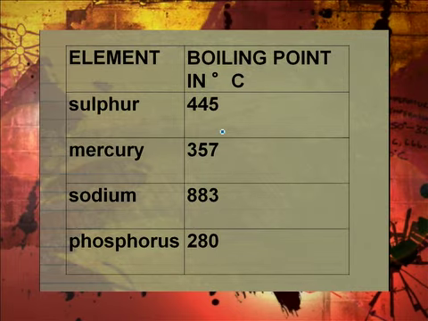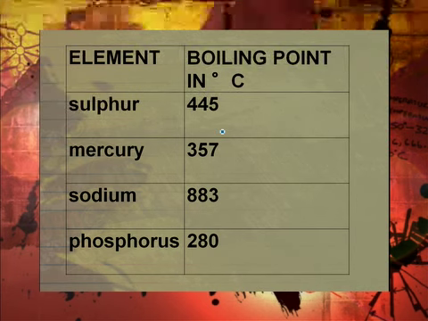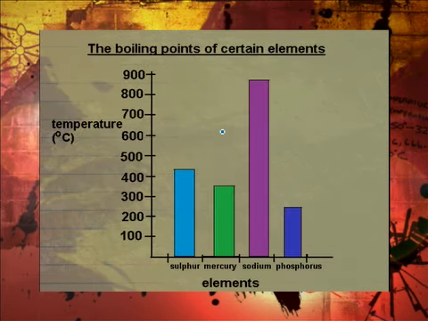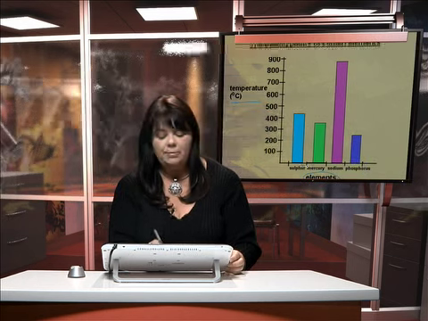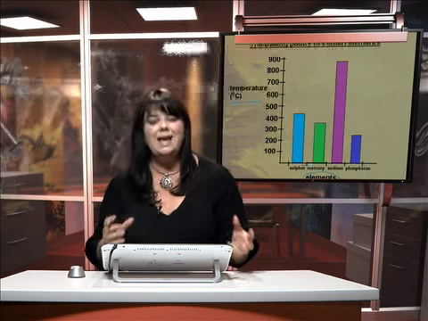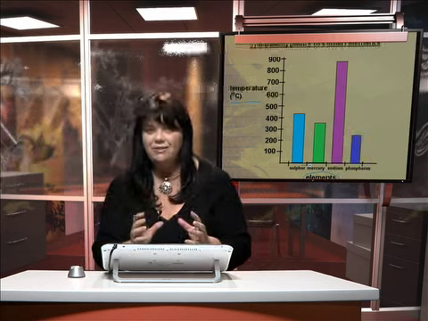Let's have a look at another example of a bar graph. Here we have listed some of the elements on the periodic table, and we've calculated their boiling point in degrees Celsius. When we put that information onto a graph, we can see that we will have the unknown dependent variable, and here's the variable that we as the scientist are controlling. We're measuring the boiling points of sulfur, mercury, sodium, and phosphorus. Now there is no continuum between sulfur and mercury. You can't have sulfur and 3/4. It's either sulfur or not.